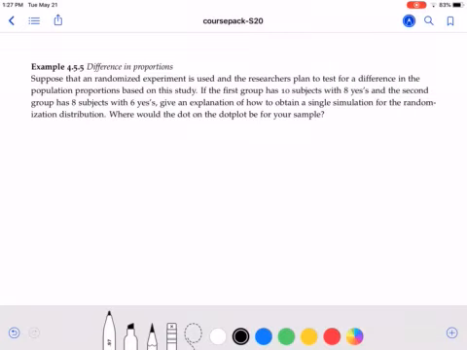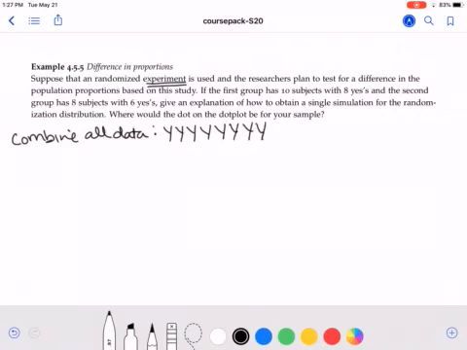So what is done first if we're dealing with difference in proportions, and this is when we're looking at an experiment, is all the data would be combined into one. What does our data look like here? Well, we're looking at yes-no data. So we have 10 subjects with 8 yeses and 2 no's. And then the other data set had 6 yeses out of 8, so 6 yeses and again, 2 no's. So we would combine that all together for this total here of 18 observations.